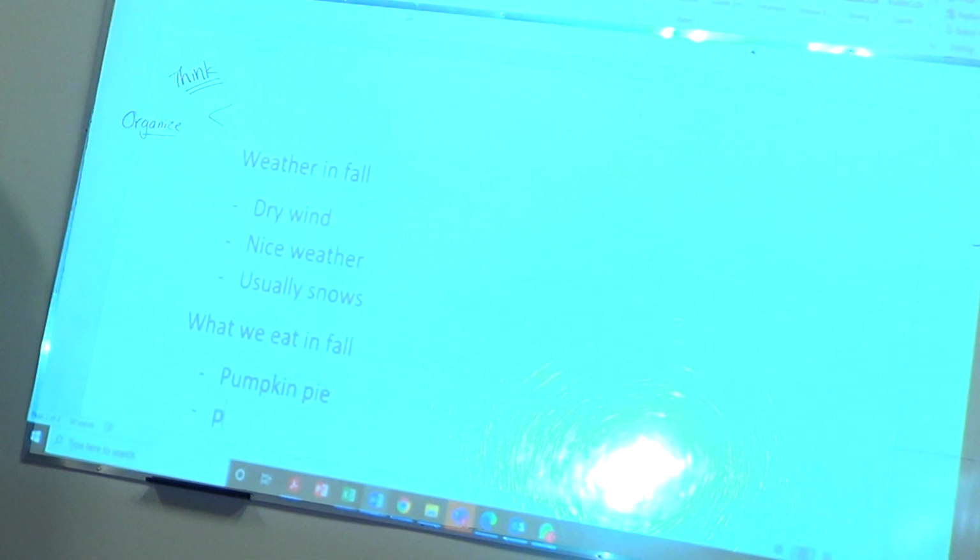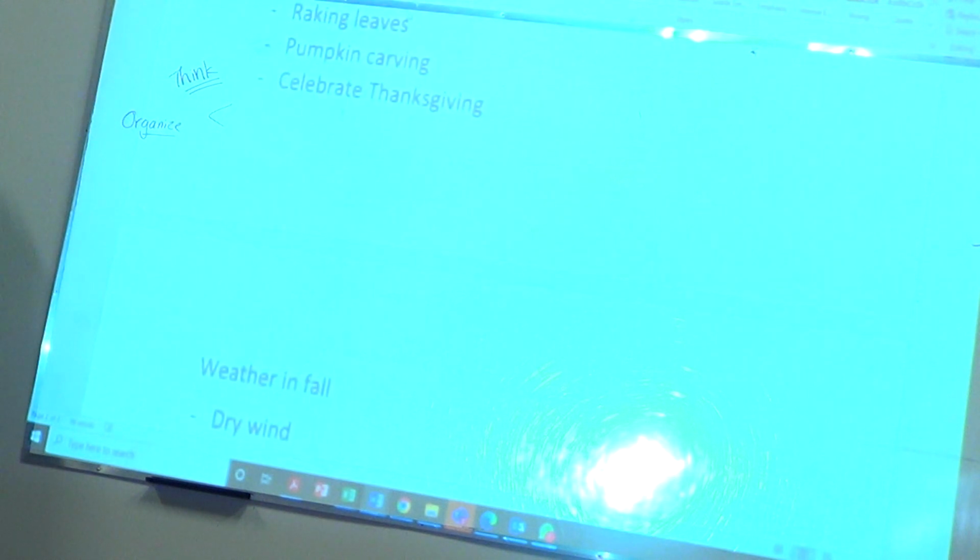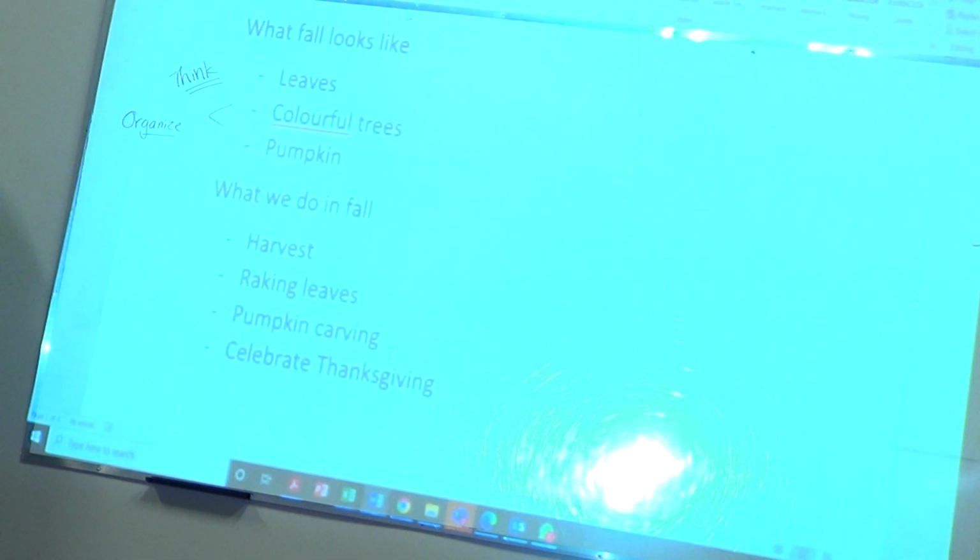Potatoes. Potatoes. Corn. We also do a lot of canning. Canning. Oh, so that would go in what we do, right? Yes. Canning. Excellent. So you see how this works? When you start organizing, is it legal to start to add ideas, or is it against the law? It's okay. Yes!